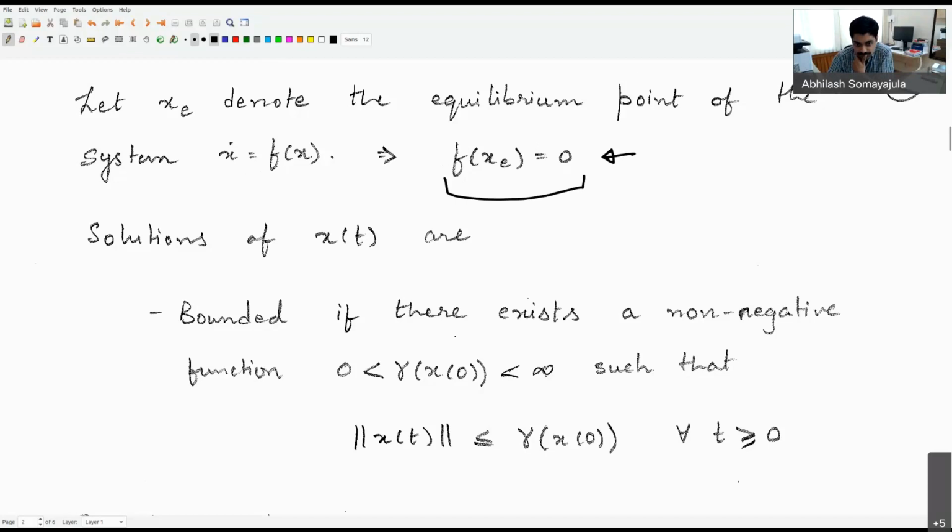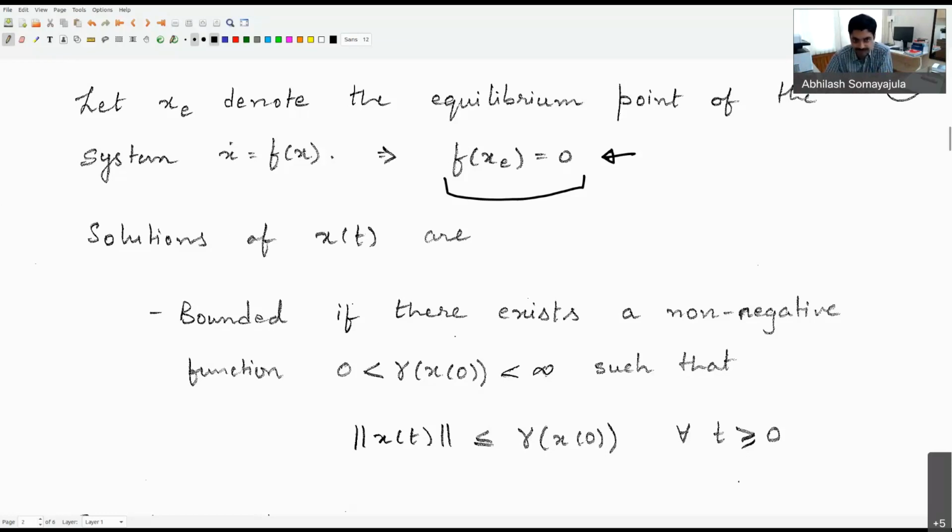So the rate of change of x is 0. Correct. So x is an equilibrium point, which means that if I start at that equilibrium point, I continue to stay at that equilibrium point. That means x dot is 0. It's not changing with time. And if x dot is 0, that means f of xe must be equal to 0, because the governing differential equation is x dot is equal to f of x. Everybody with me? Okay. So whenever we have such a system, I can equate f of x to 0 and try to find out the equilibrium points of the system.